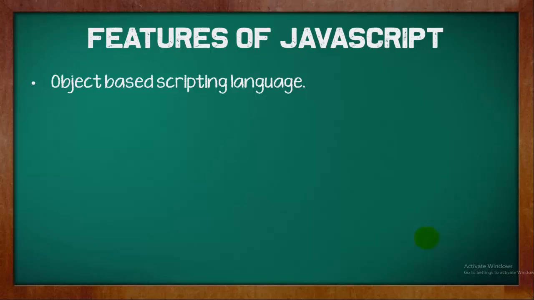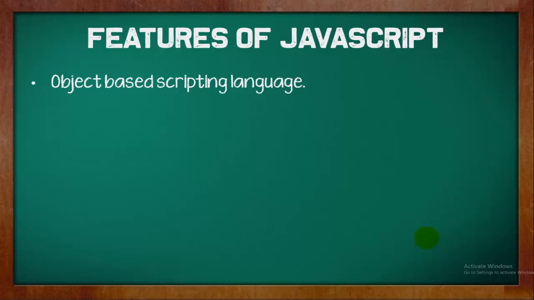Now, what do we mean by objects here? We created an H1 tag, a form tag, a table tag. Each and everything in JavaScript is considered an object. In HTML we call them tags, whereas in JavaScript we consider them objects.